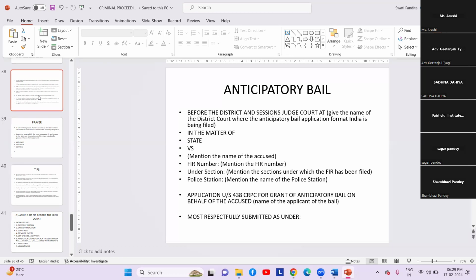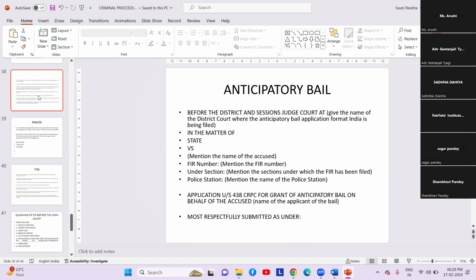Now I'll be coming to the question of the FIR before the High Court. How do you draft it? I have told you how to draft a complaint, how to get it lodged into an FIR through 156(3), and how you will be dealing with it. Now, if there is some sort of compromise between the parties, how you are going to deal with it, I'll be telling you how to draft that.